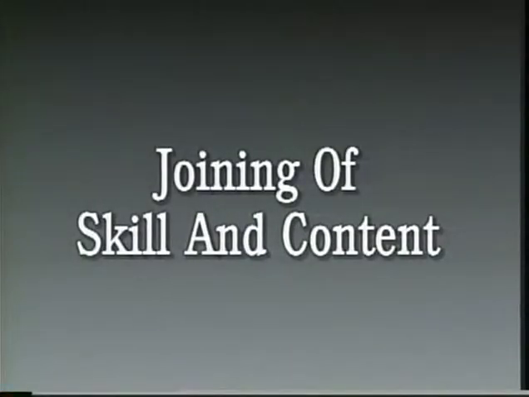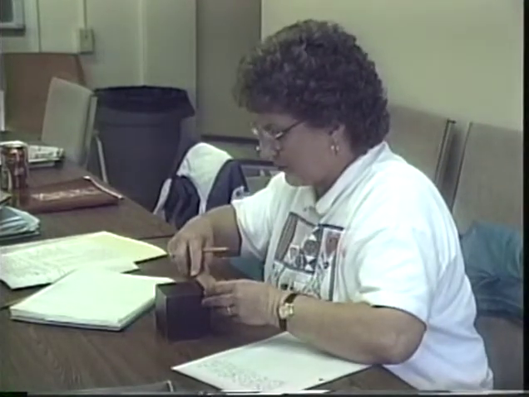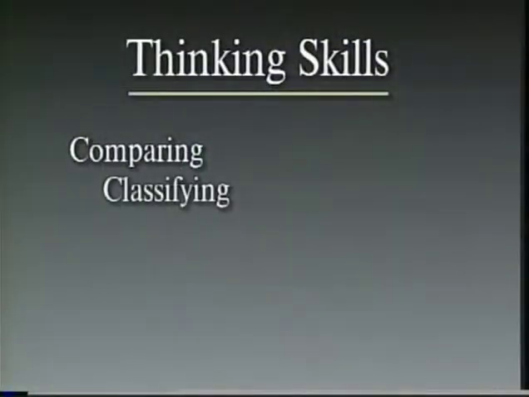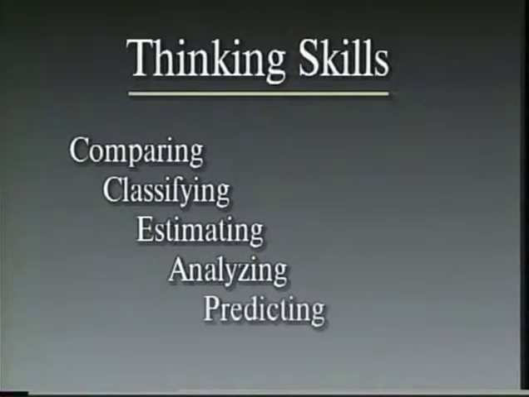The second cognitive area is the joining of skill and content. Teaching thinking skills should be integrated with teaching math content. For instance, when teaching the measurement concepts connected with area, the thinking skills of comparing, classifying, estimating, analyzing, or predicting should be taught right at the same time.